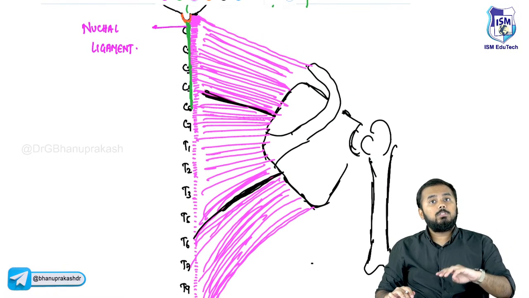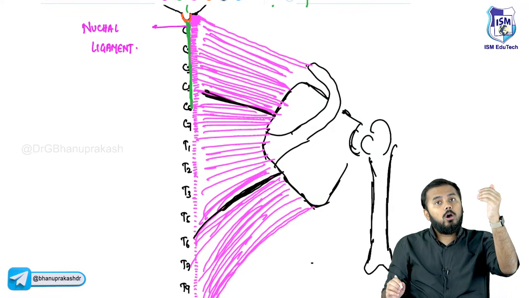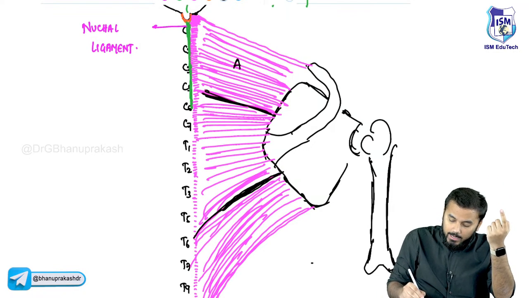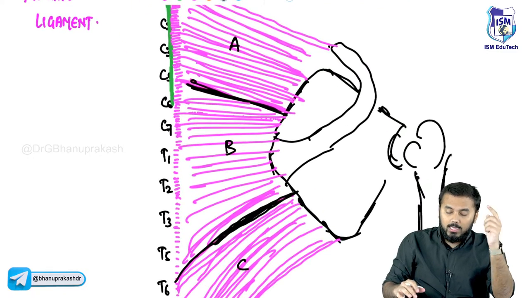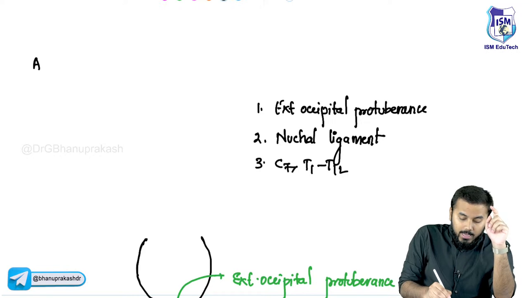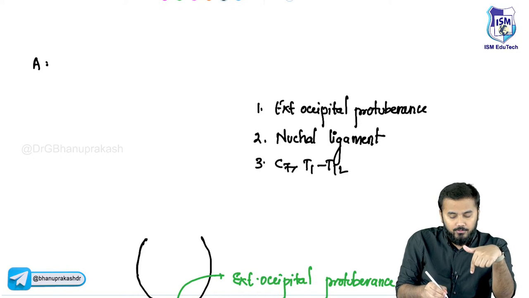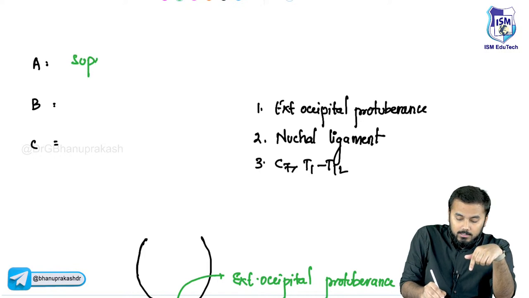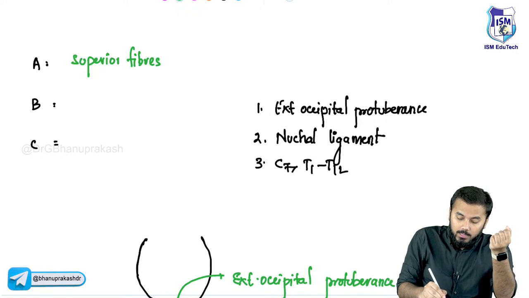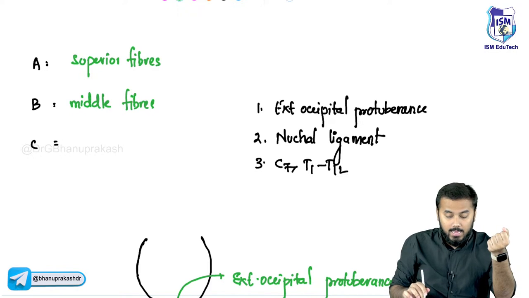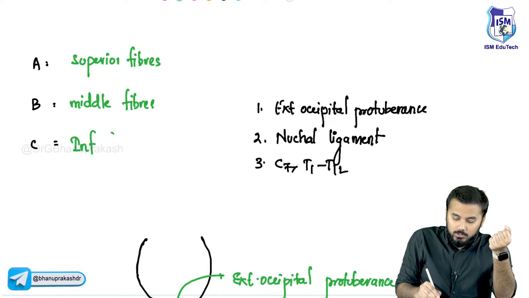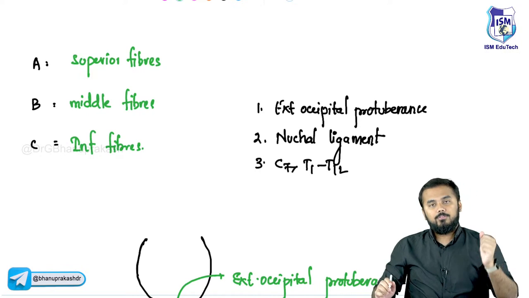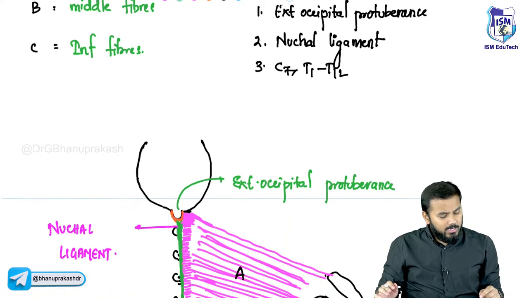Now, what are these three fibers? One is on the top. Any fiber which is on the top is called the superior fibers. Let me write it as A, B and C. Now you tell me, guys, what are A, B and C? A is superior, middle or inferior fibers? A is the superior fibers. B is the middle fibers of trapezius muscle. And C is the inferior fibers of trapezius muscle. Guys, all of you are understanding?